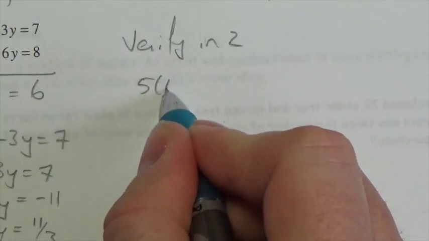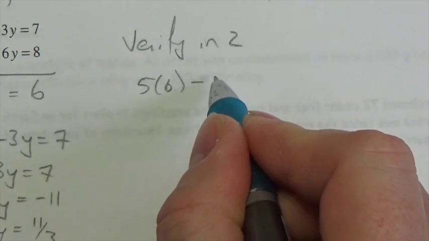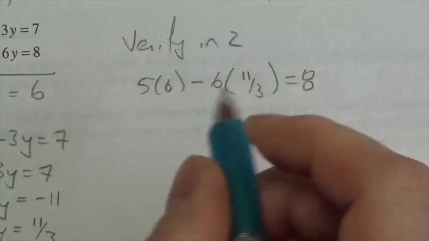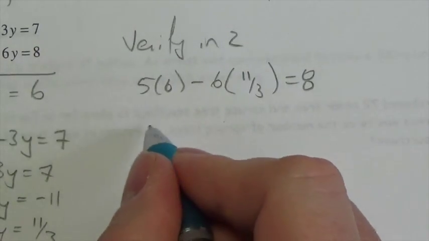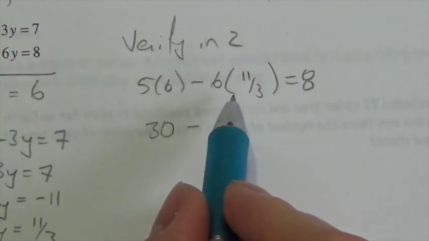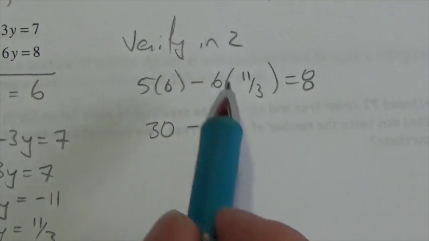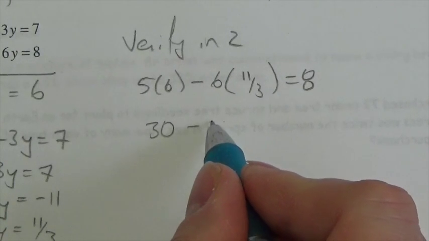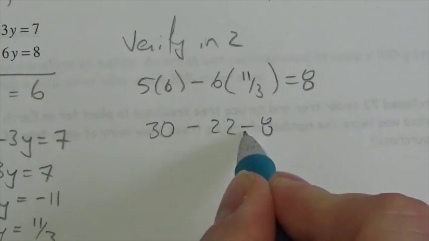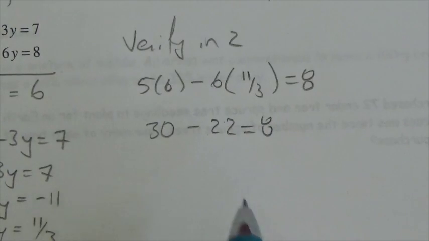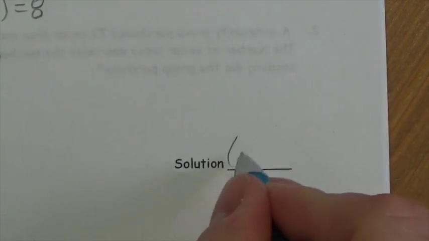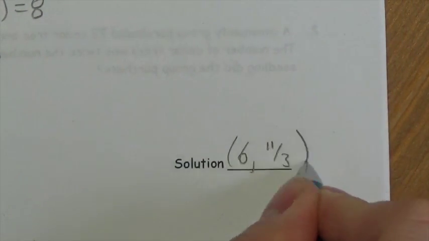So 5 times 6 minus 6 times y, which was 11 thirds, is equal to 8. Okay, so 5 times 6 is 30. All right, well 6 times 11 is going to be 66, divided by 3 is going to be 22. Now, is 30 minus 22, is that 8? Yes. So that did work. That was the correct solution. So my answer here is, in fact, the point (6, 11 thirds).